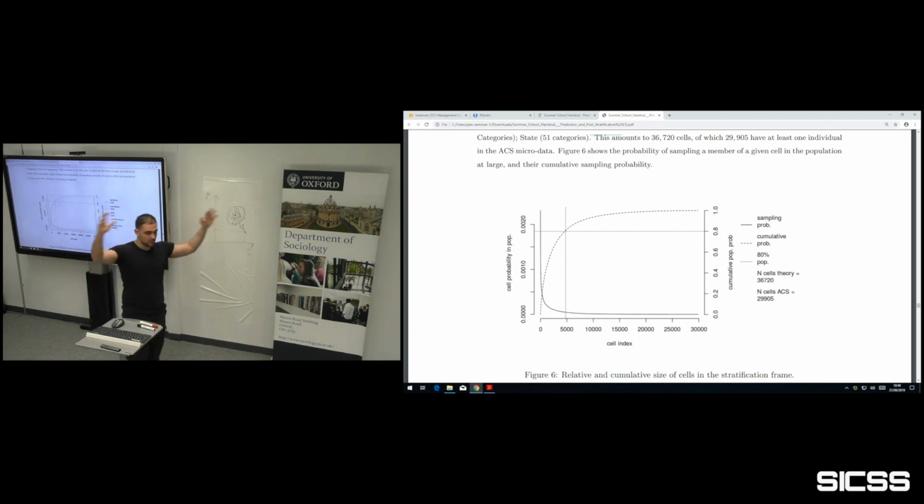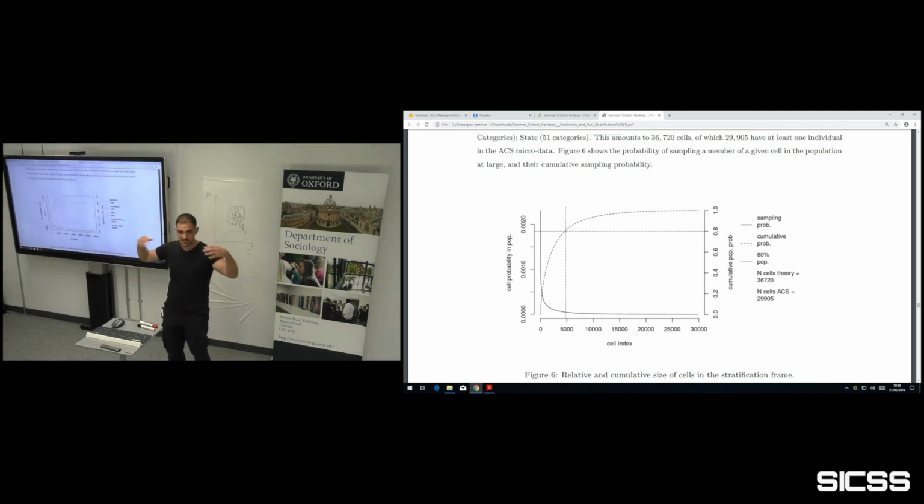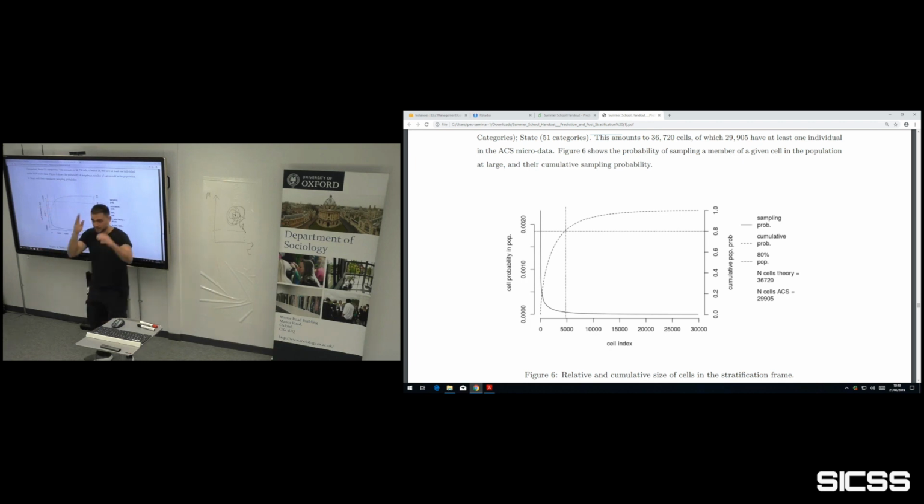So if you were to sample at random from the population represented in the microdata, after you cut it up in the way that we described, the largest category has about a 2 in 1,000 probability of being sampled. So these are very small categories. This is a very, very defined target stratification. The dotted line represents the cumulative distribution. So as you sum the size of these cells, you eventually get to 100% of the population.